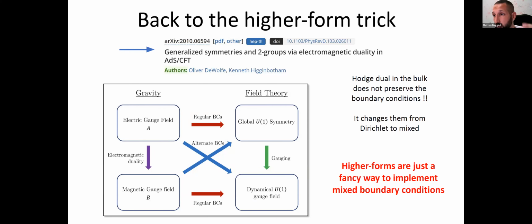So whenever you do the Hodge dual... Can I ask? So is there a way you can get the standard boundary condition from the Hodge dual? I mean, is it not possible, or? Yes.